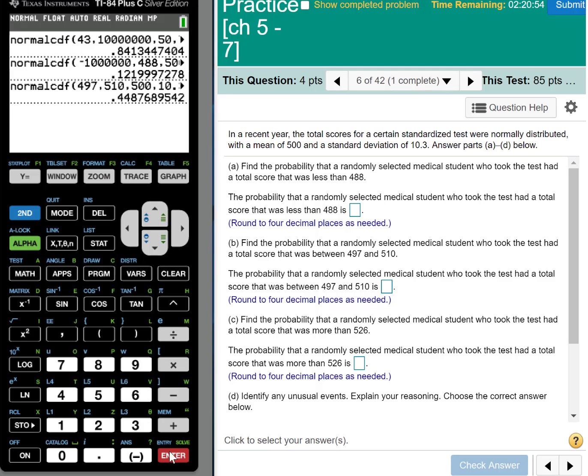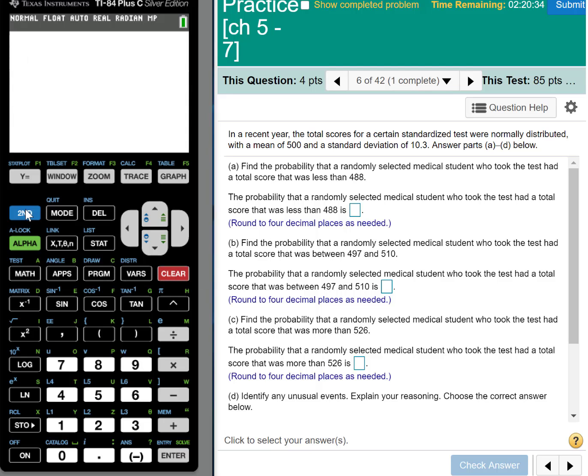Find the probability that a randomly selected medical student who took the test had a score between 497 and 510. Find the probability that a randomly selected medical student who took the test had a total score of more than 526. Okay, second, distribute. More than 526 means your minimum value is 526 and you have to go more than that, which is 1,000,000. Mean is 500 and standard deviation is 10.3. There's the answer.